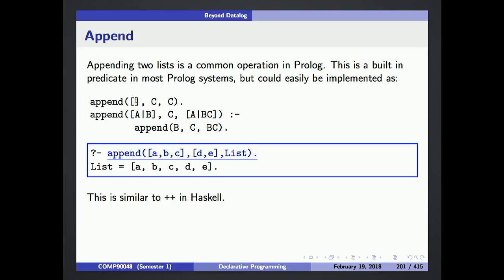It is a fact that appending the empty list to C always gives you C. Right? And it is the case that if you append B to C to give the list BC, then you can append the list AB to C to give the list ABC. Yeah? And of course we can ask questions like this. Okay, if I append ABC to DE, then what's the list? And there's the answer. Yeah? And again, we're going to think about this like translation. How this works, we'll look in a moment.